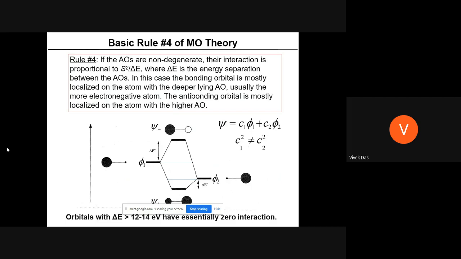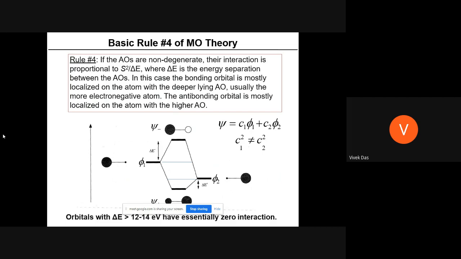So in that case, the interaction would be proportional to the S squared divided by the energy separation between the atomic orbitals. That data you can get from the internet, it is easily available. So if you see this phi 1 and phi 2, I have drawn a line. The width of this line is the delta E, the energy separation between the two atomic orbitals.